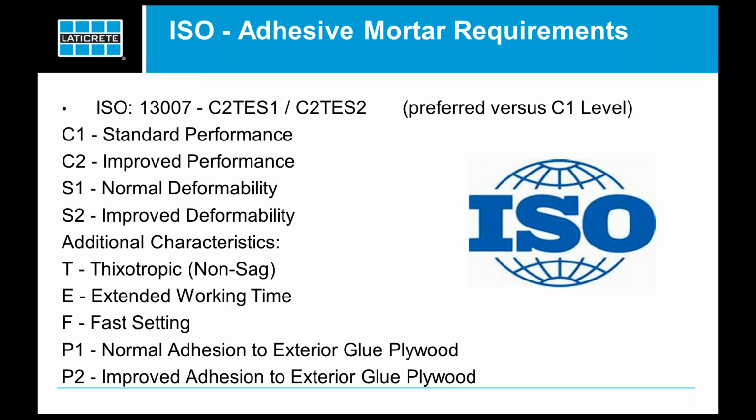You'll see standard performance, improved performance, and also the same characteristics as we saw before, with the T being non-sag, the E extended working time, and the F for fast setting. And there are so many more characteristics with ISO as well. If you want more information on that, the Tile Council of North America's handbook has a big section on ISO in the back of their handbook, which you can look at for references.